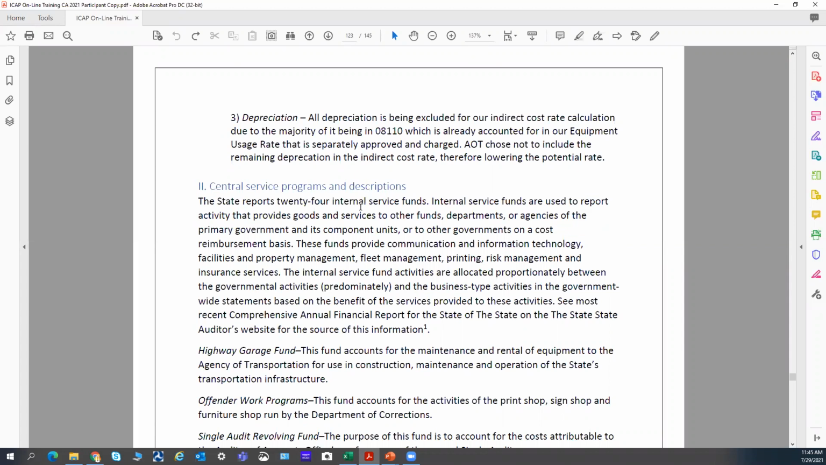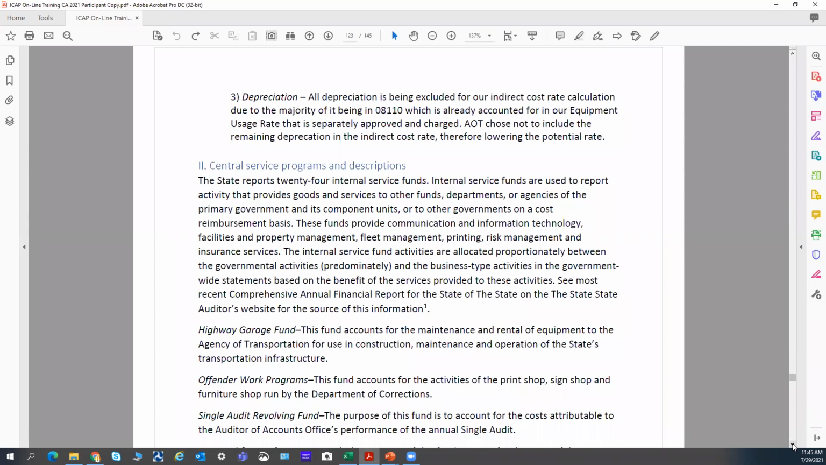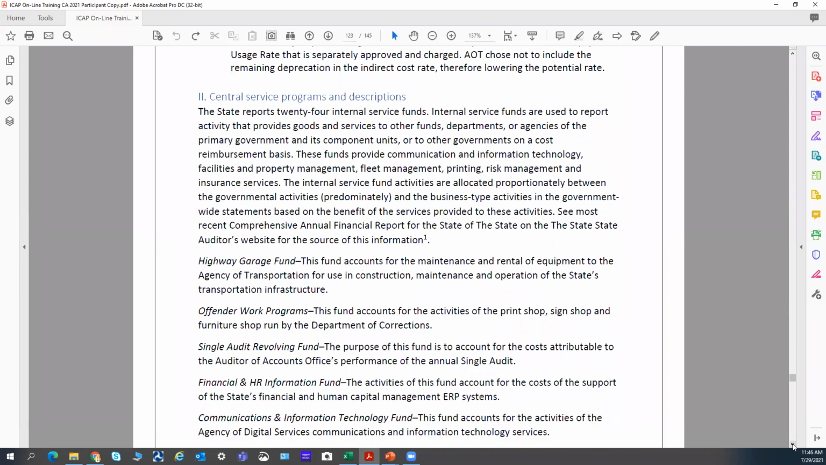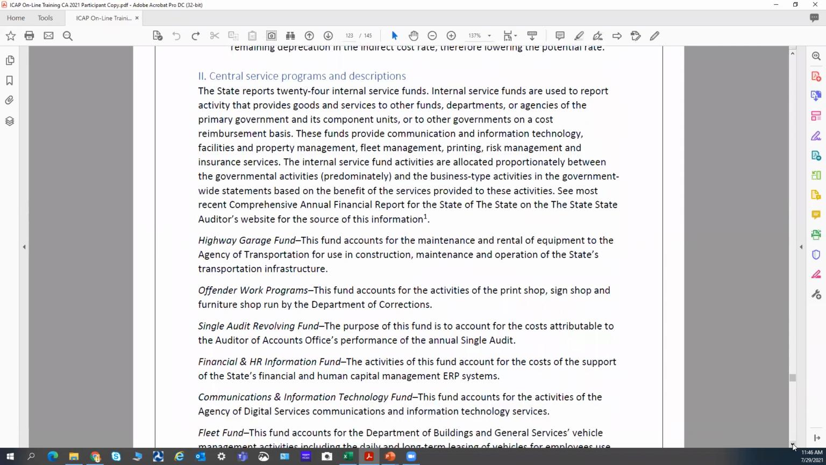Now we move to a whole different section. And this is where the ICAP starts to call out centralized service programs and descriptions. So they sent us to a website on this one. I'll show you the link. We don't need to go out there. I showed it to you yesterday or the day before. I think it was right after Bob talked about central services. We went out there and looked at it. But this is a cut and paste right out of the state of Vermont's central service program descriptions. Not really a lot of relevant information here.